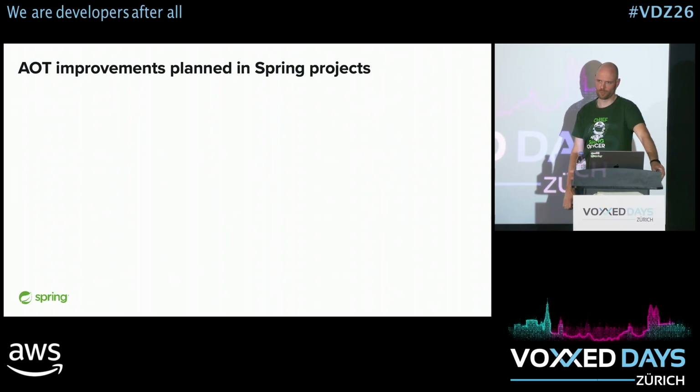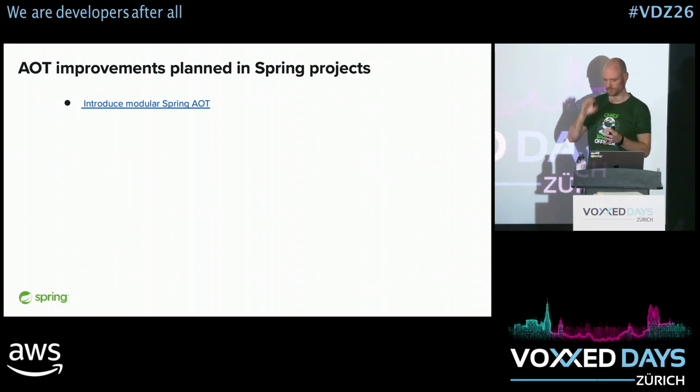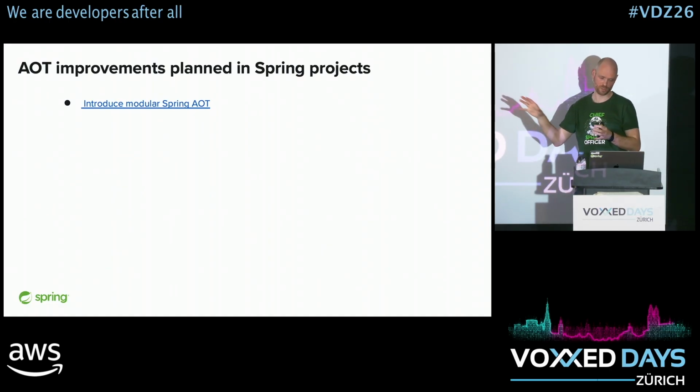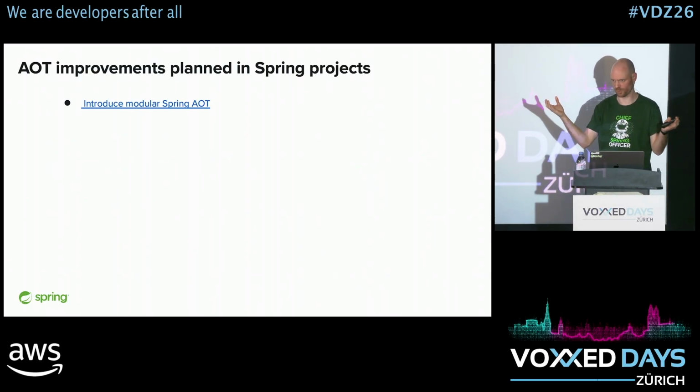The Spring team is also working on AOT improvements. For example, we have modular Spring AOT in the pipeline. For now, Spring AOT freezes your bean arrangement, and it also generates classes, which would normally be generated at runtime. We generate them at build time. We generate Spring Data repositories, and this is all behind one flag. But if you want to opt in to one and not the other, we have to make it more modular, so there are more properties to choose from.